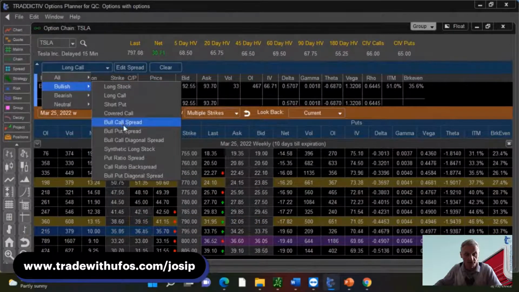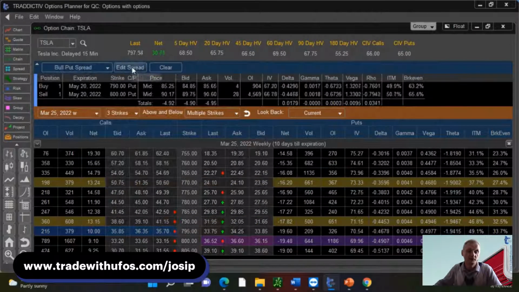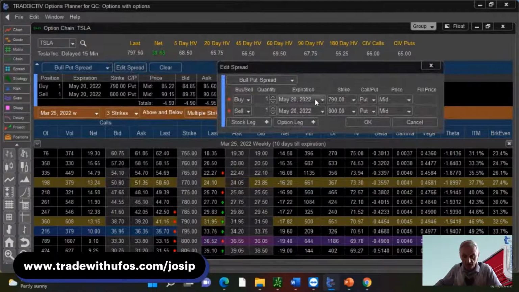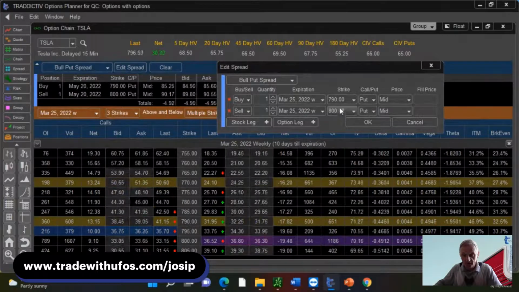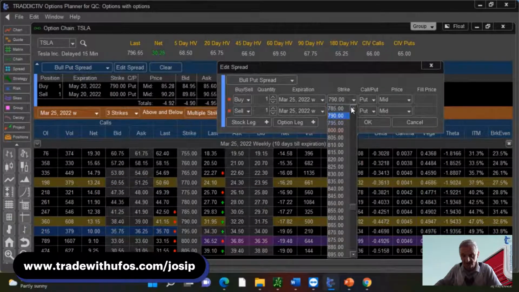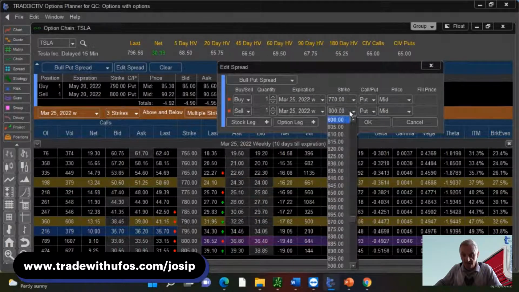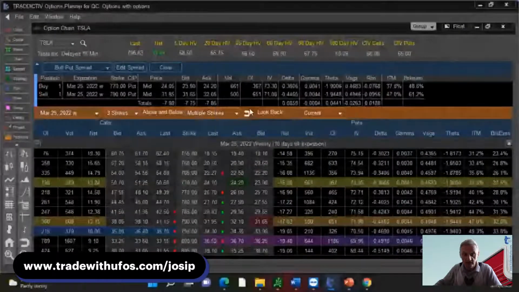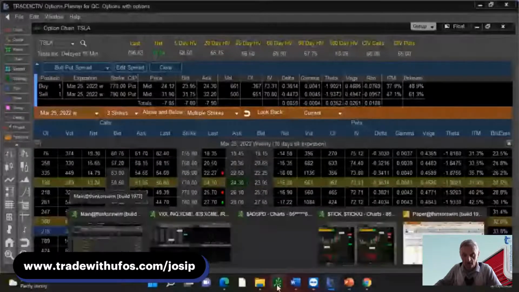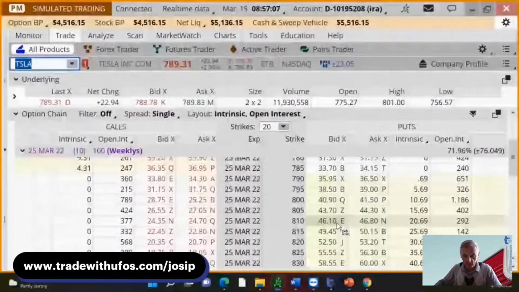So I'm going bullish, bull put spread. I will need to edit that spread one way or another, so you don't need to be too concerned about it. Just be aware that the one that I'm buying is actually 770. The one that I'm selling is 790. That doesn't need to do much. Now I'm going to click OK. Of course, they're going to take the current prices, but we'll see what the current prices are in a moment.